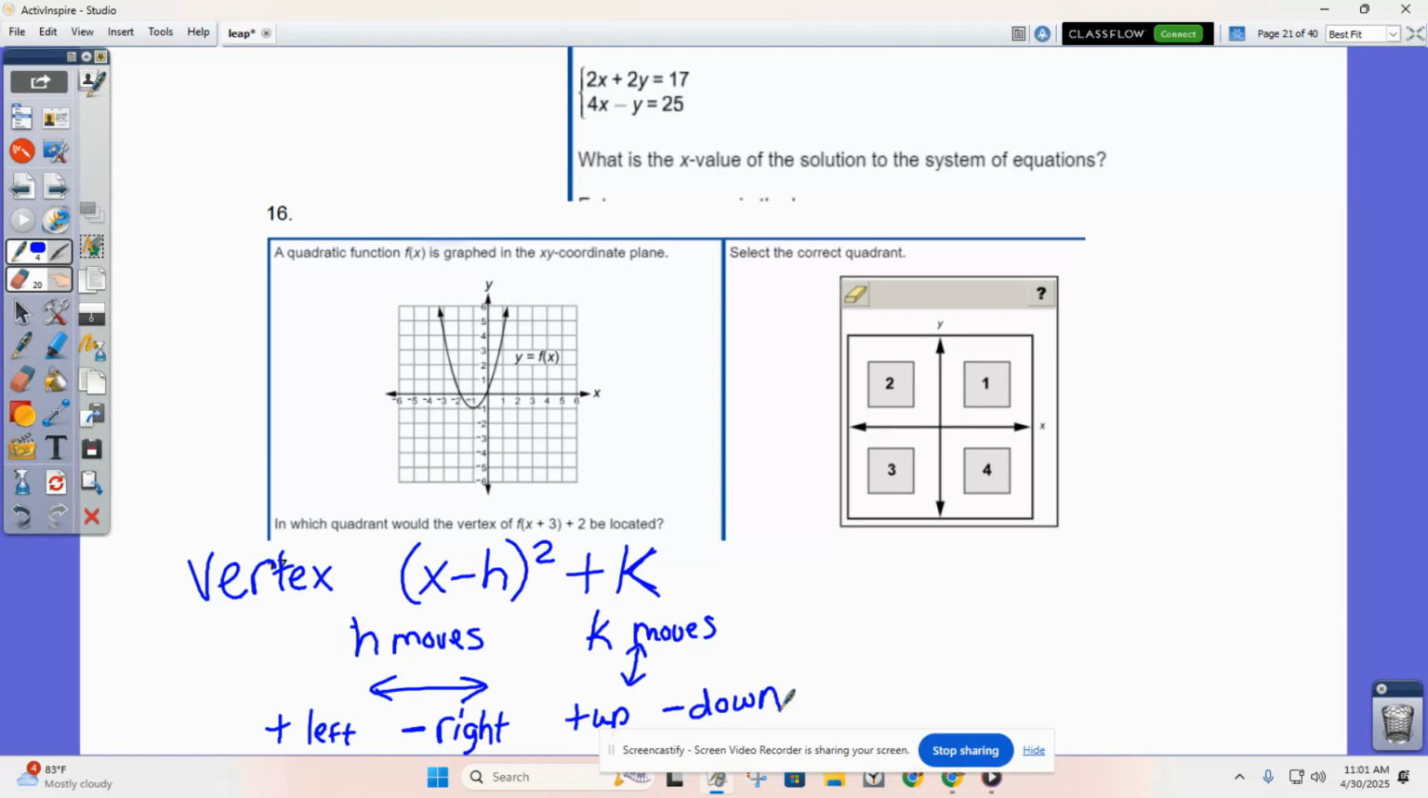So whenever I'm moving, see how it has an x plus 3 in here? That means it's going to go to the left, 1, 2, 3. And then this plus 2 on the outside moves the vertex up, 1, 2. Here is where the new vertex of my parabola would be.